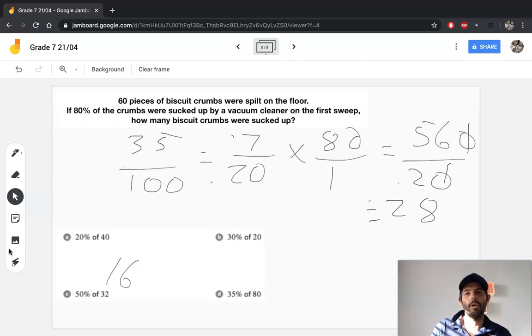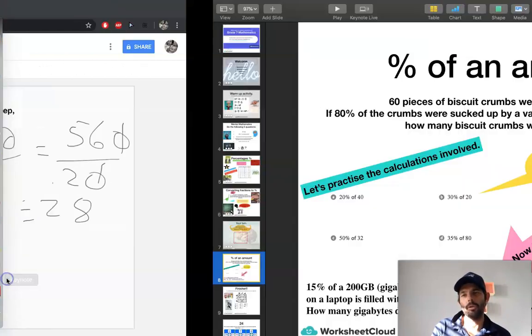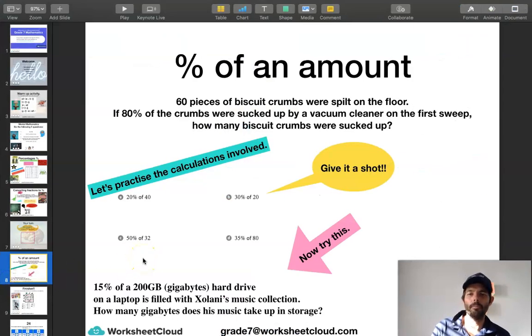Okay. Now, all that's left for you to do is to answer the question at the bottom. So answer it using what we've just worked through together. Okay, so 15% of 200 gigabytes. A 200 gigabyte hard drive on a laptop is filled with Kulani's music collection. How many gigabytes does his music take up in storage? So go work out how much music Kulani keeps on his hard drive.